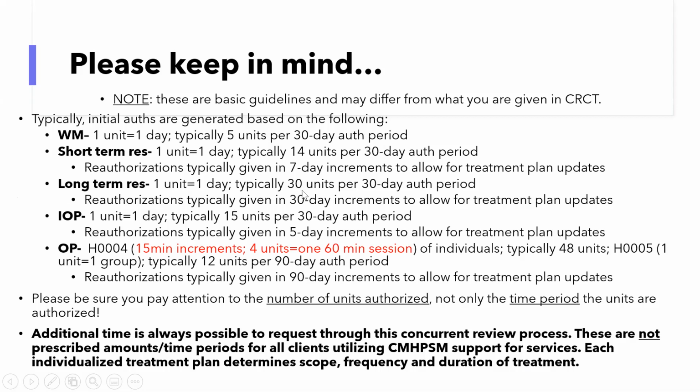Typically, we give 30 minutes up front per 30-day authorization period. If we are to add additional time, we typically give these in 30-day increments as well, but that's not a guarantee. It depends on the individual and the program that they're in. IOP, 1 unit equals 1 day. Typically, we give 15 units or 15 days within a 30-day period. If there are going to be reauthorizations, we give those typically in 5-day increments.